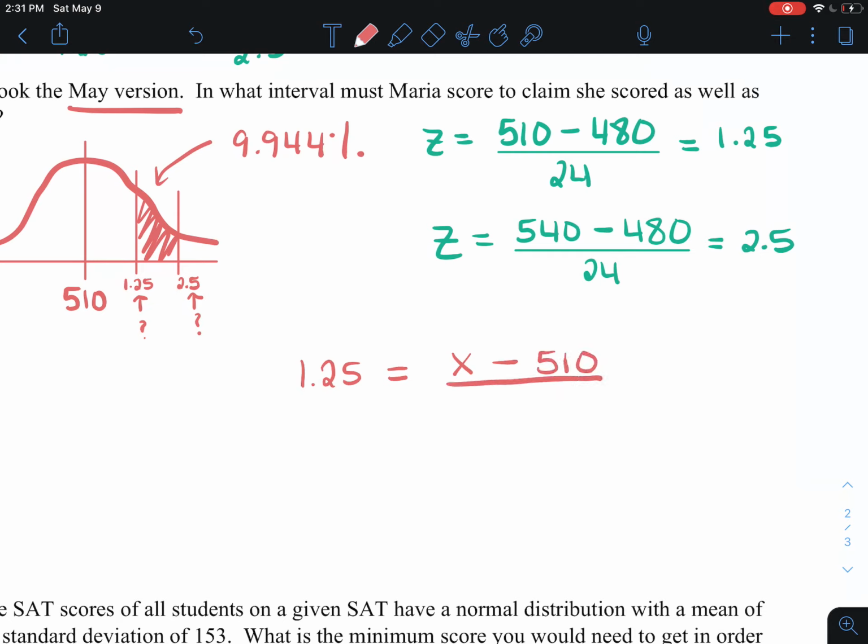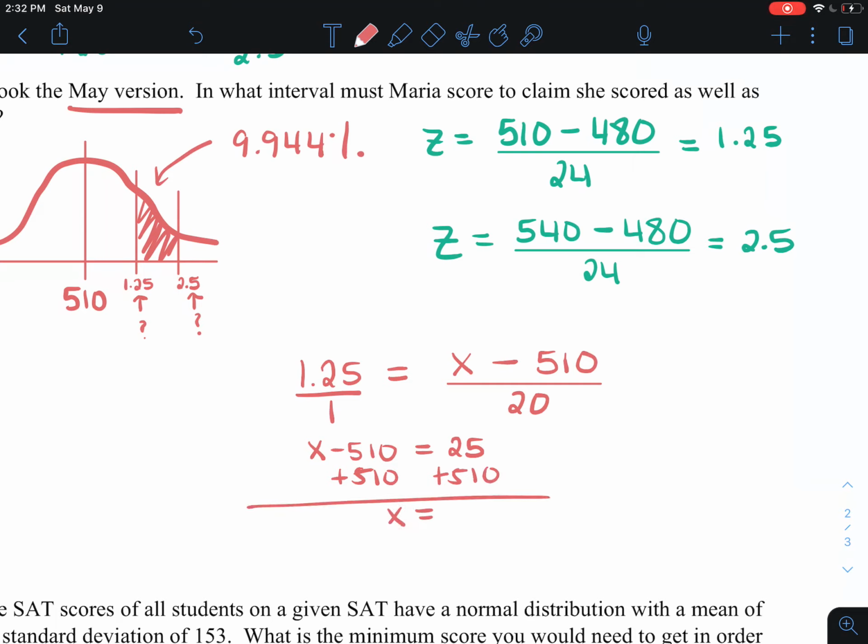So score minus average divided by standard deviation. Now her test had a different standard deviation. The May version standard deviation was 20. Now if you cross multiply here, you get x minus 510 is equal to 20 times 1.25, which gets you 25. And then add 510 over, and you should get that score of 535. Now we know the bottom of the interval.